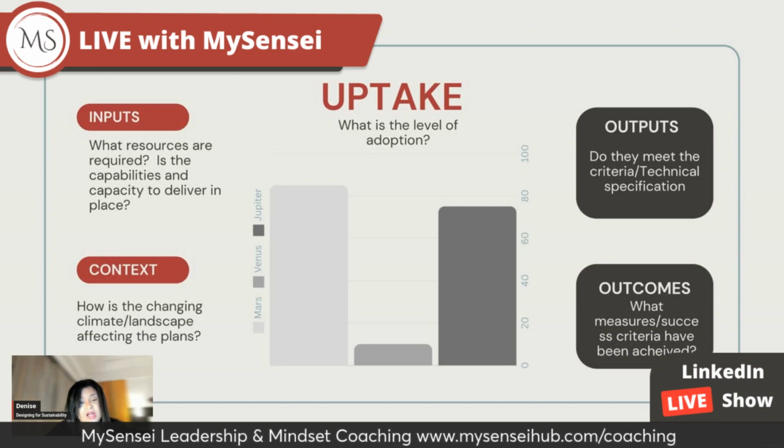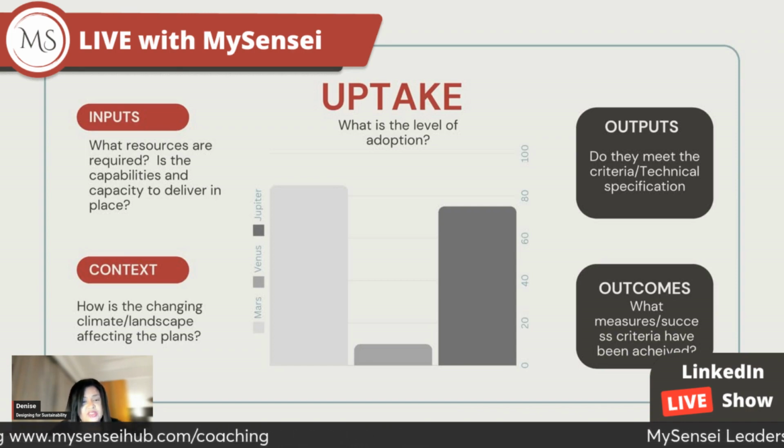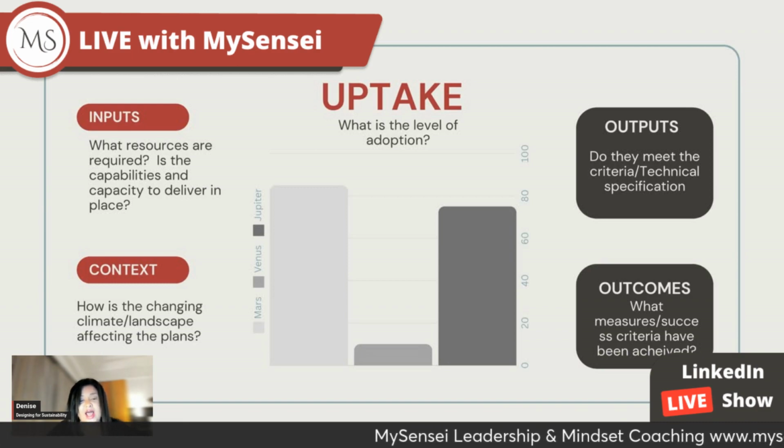So the outcomes are the final measurement that you would have done in the beginning, where you were looking at what the success criteria is for the different stakeholders and seeing has it been achieved.